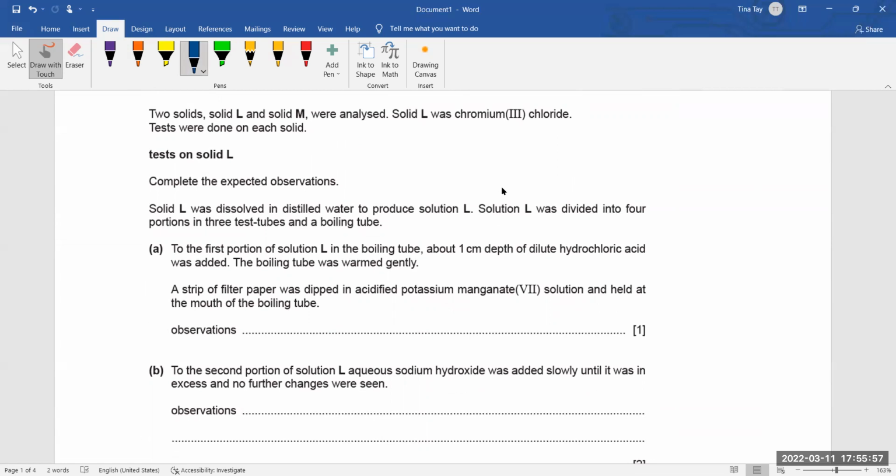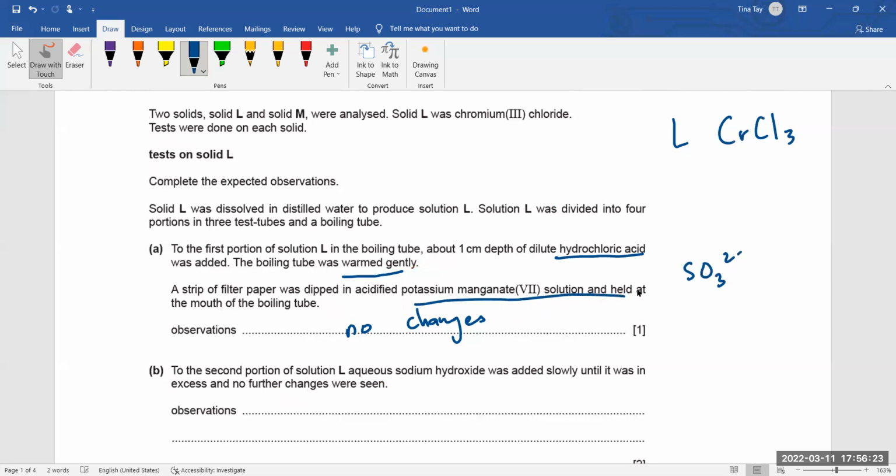Solid L and M were analyzed. Solid L was chromium chloride. Solid L was dissolved into solution L, 4 test tubes. The first portion, boiling tube, dilute acid, and then warm gently. No changes. And then potassium manganate. This one is to test for sulfide. There is no sulfide, no changes, because this one is chloride only. If it's 1 mark, usually it's no changes, okay?